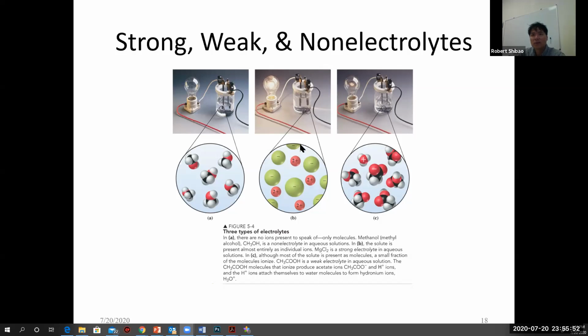All the ions are broken apart. This would be a weak electrolyte. We have some partial breaking apart. This would be a non-electrolyte. There's no breaking apart. So non-electrolytes are very stable, they don't want to break apart or do anything. And so that's important for this.